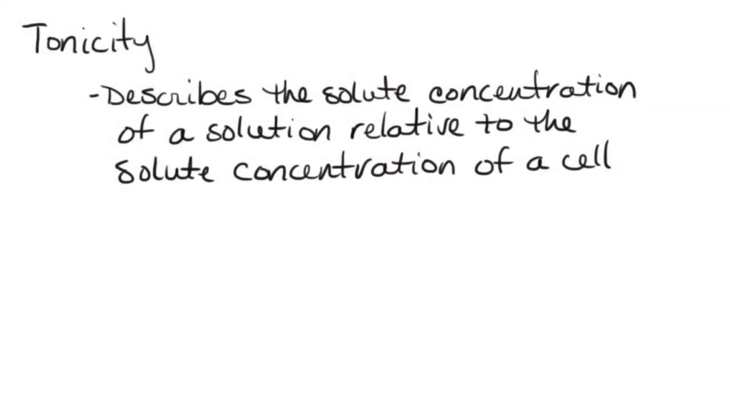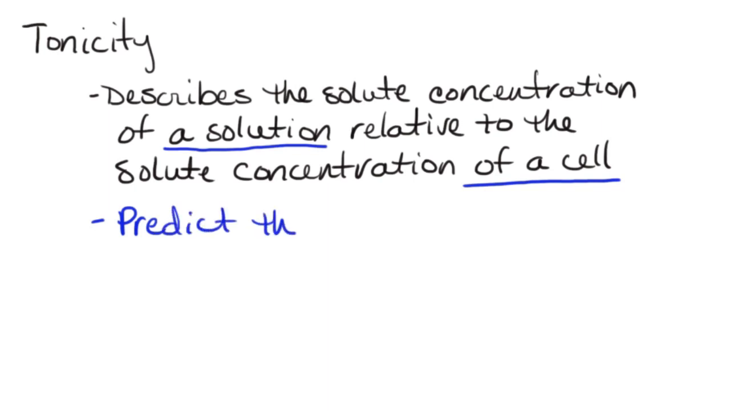Tonicity is a term that we use to describe the solute concentration of a solution relative to the solute concentration of a cell. So there are two different solutes that we're really focusing on here: the solute concentration of the solution and the solute concentration of the cell. This is important because tonicity will help us to predict the direction of water movement.